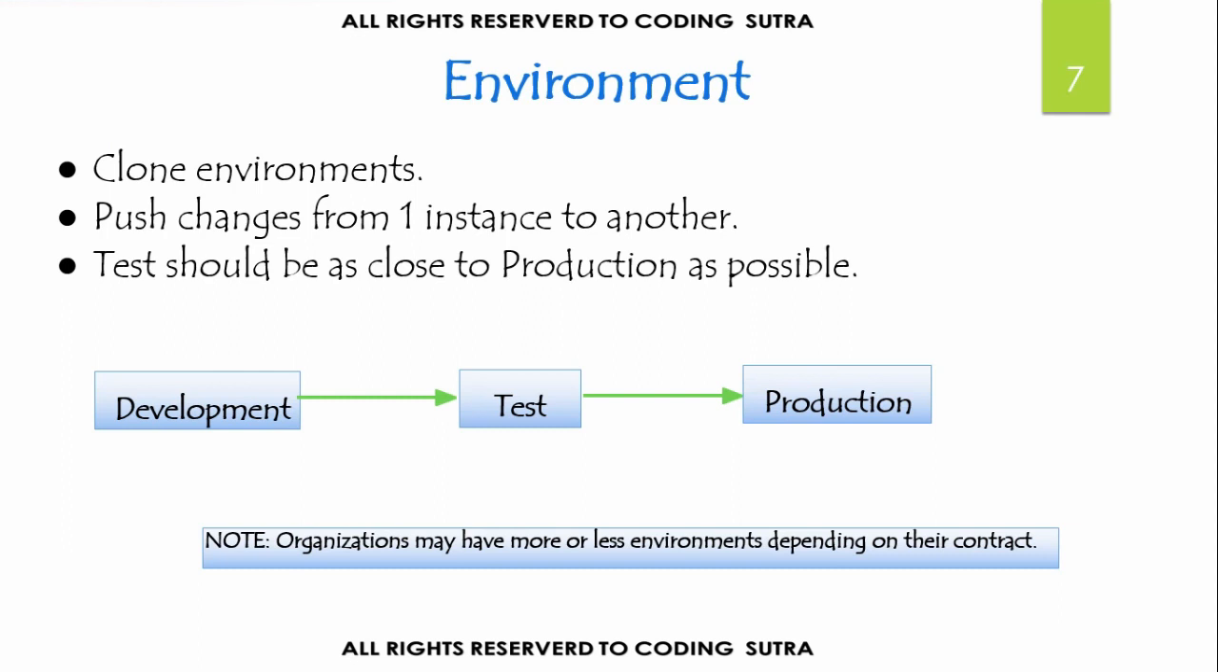Depending upon the license and agreement, usually a customer receives three types of environment: developer environment, test environment, and production environment.